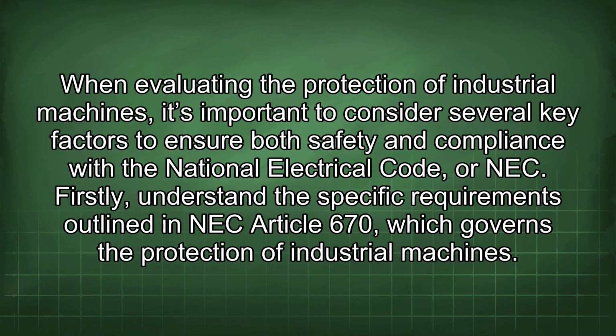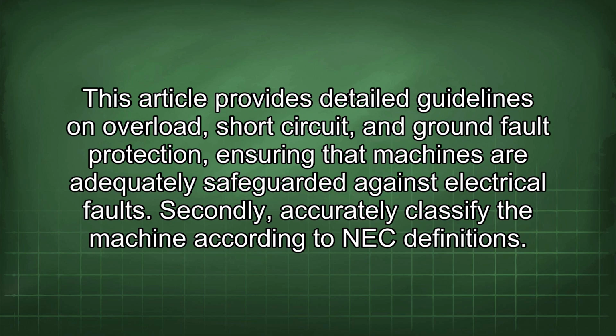When evaluating the protection of industrial machines, it's important to consider several key factors to ensure both safety and compliance with the National Electrical Code, or NEC. Firstly, understand the specific requirements outlined in NEC Article 670, which governs the protection of industrial machines. This article provides detailed guidelines on overload, short circuit, and ground fault protection, ensuring that machines are adequately safeguarded against electrical faults. Secondly, accurately classify the machine according to NEC definitions.